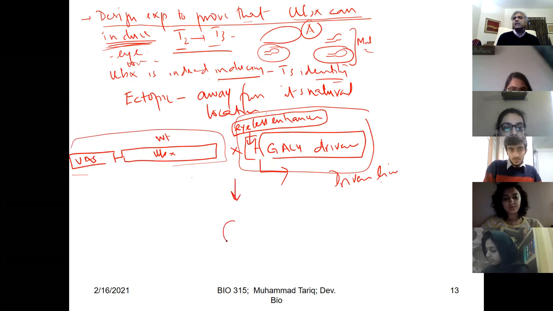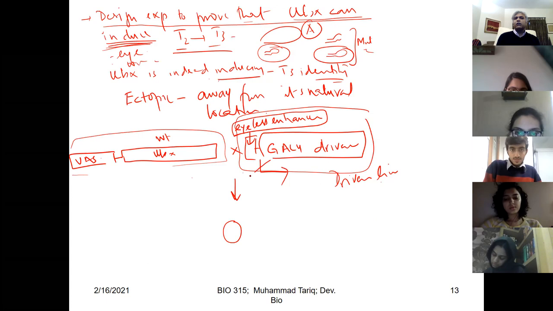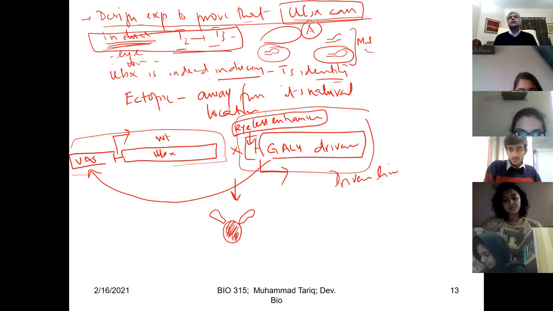And in the progeny, we will see. So what should be in the progeny? In the progeny, Gal4 is expressed in the eyes only. It will go and bind to UAS, its DNA binding site, and activate UBX in the eyes. Now UBX is normally silent in the eye. If we see halter development in the eyes, this is direct proof that UBX can indeed induce T3 or halter structure in the eyes when ectopically expressed. Isn't it a fun experiment to do? This is how they did these experiments.